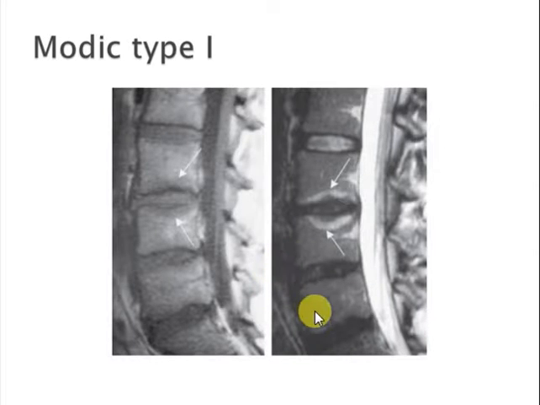For example, this is a case of Modic type 1. It's hyperintense on T2 and slightly hypointense on T1, indicating fluid signal intensity, or edema. However, if you look here, the disc has a low signal intensity, indicating that this is not spondylodiscitis. There is no inflammation of the disc. So these are just Modic changes. This is a very important thing to notice, because we have to differentiate Modic type 1 from spondylodiscitis.